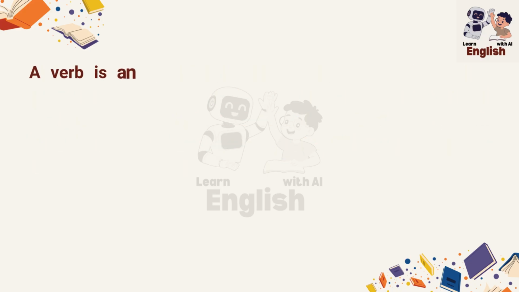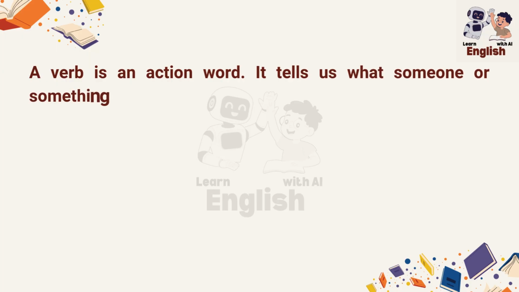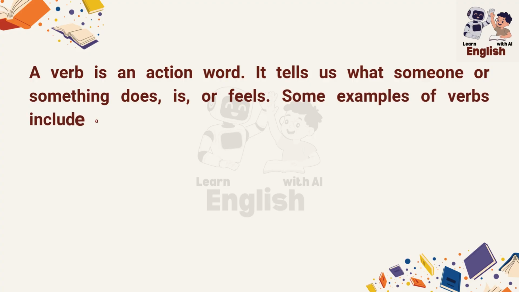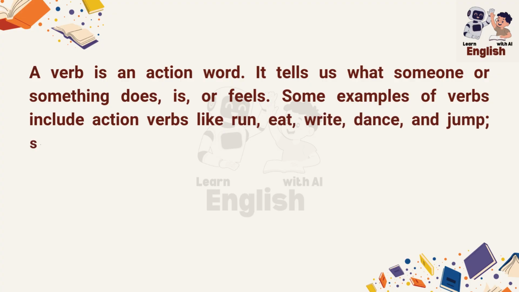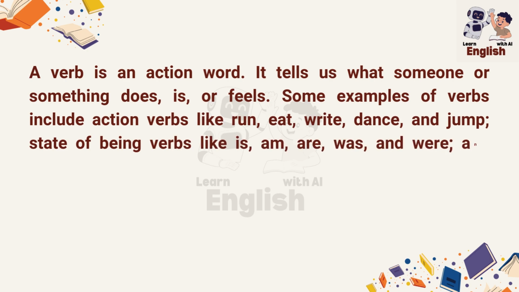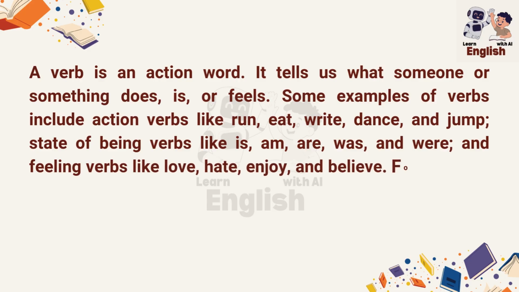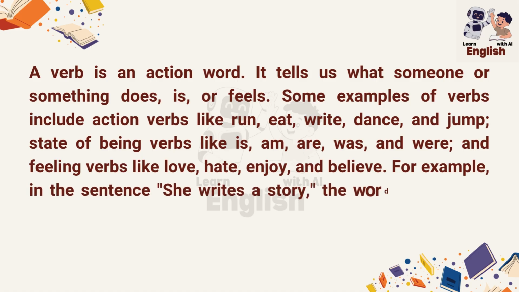A verb is an action word. It tells us what someone or something does, is, or feels. Some examples of verbs include action verbs like run, eat, write, dance, and jump. State of being verbs like is, am, are, was, and were. And feeling verbs like love, hate, enjoy, and believe. For example, in the sentence, she writes a story, the word writes is an action verb.